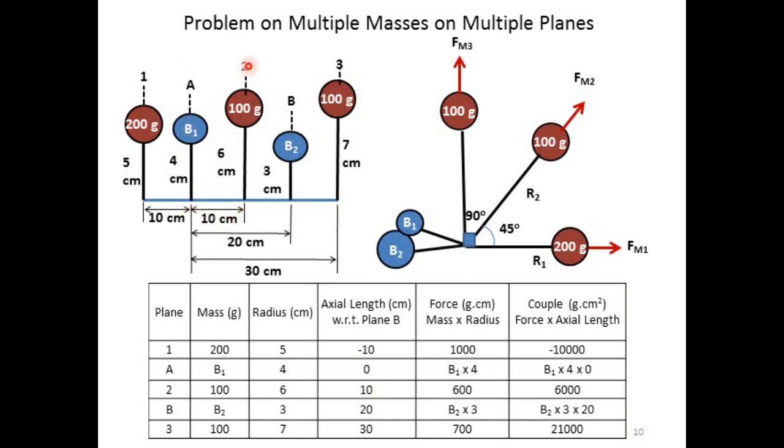Similarly, distance 10 is the distance from this arbitrary plane to the unbalanced mass at gear 2. Then 20 centimeter is the distance from the arbitrary plane to the balancing mass B2, and the last one, 30 centimeter, is the distance to the unbalanced mass of 100 gram at gear 3 with respect to the arbitrary plane.